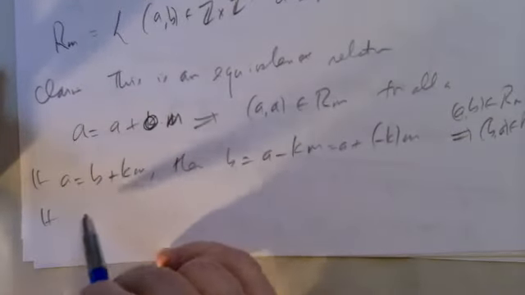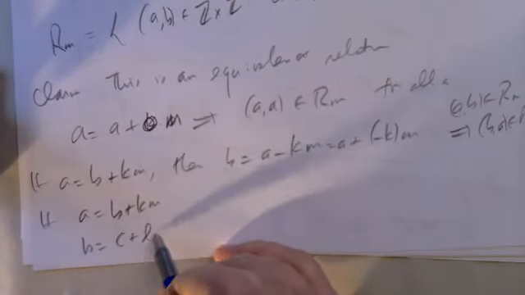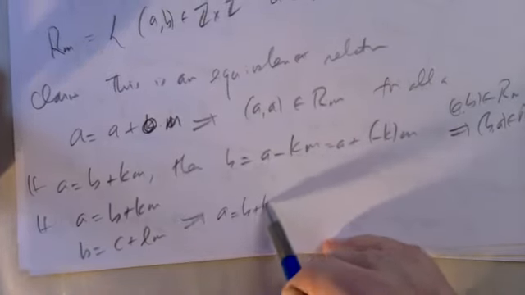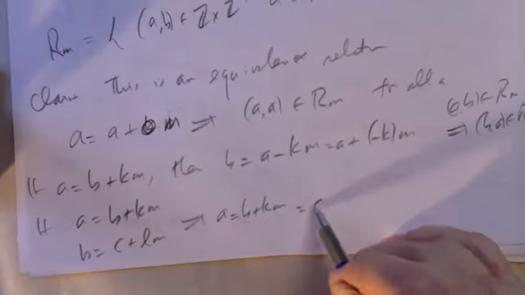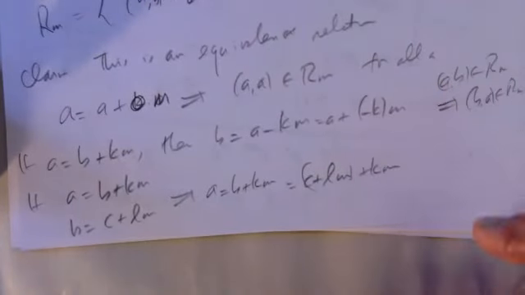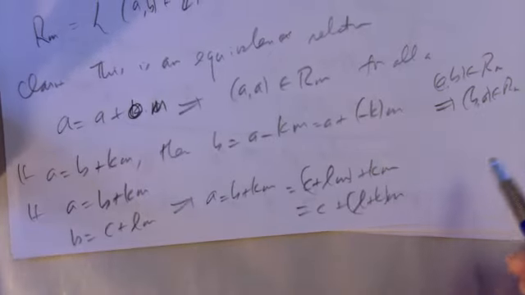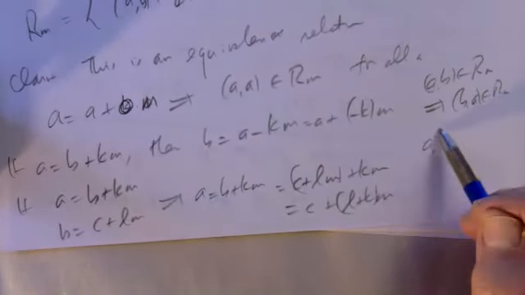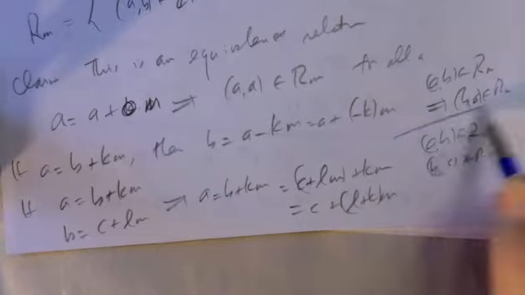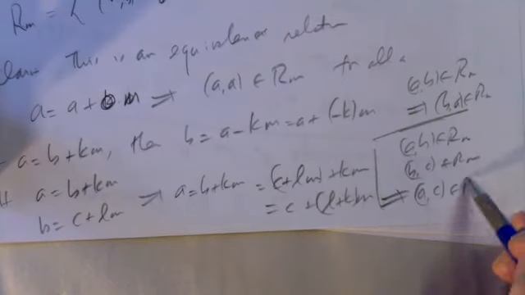And finally, if A equals B plus KM, and B equals C plus LM, that says what? A equals B plus KM, but B is C plus LM, so A is C plus LM plus KM, which is C plus L plus K times M. So if A, B is in the relation and B, C is in the relation, that implies A, C is in the relation.